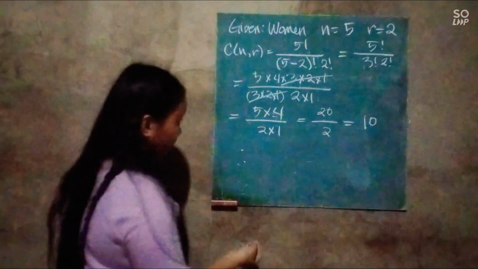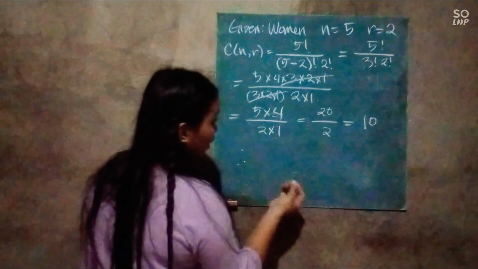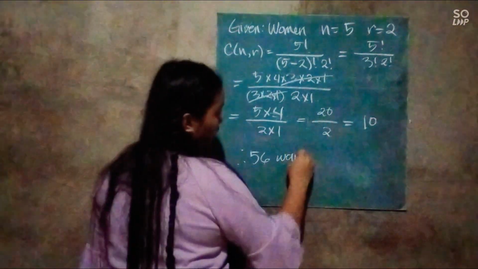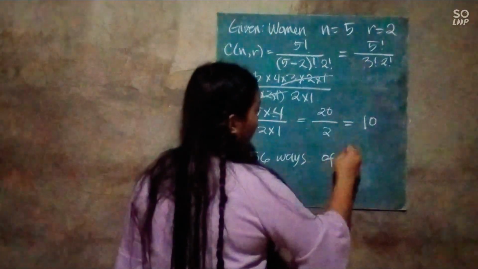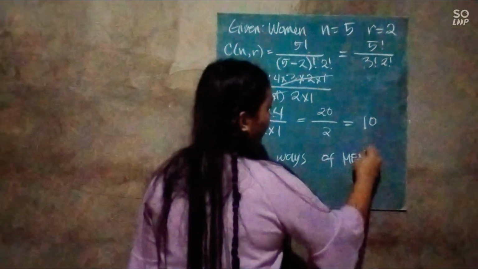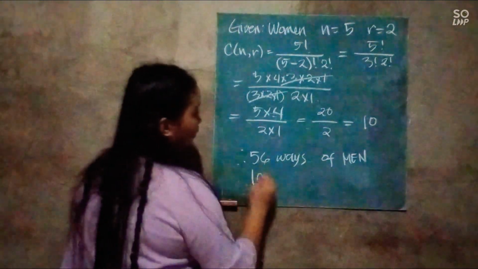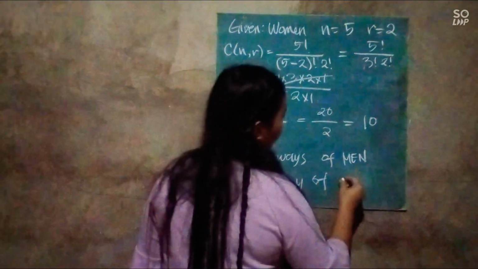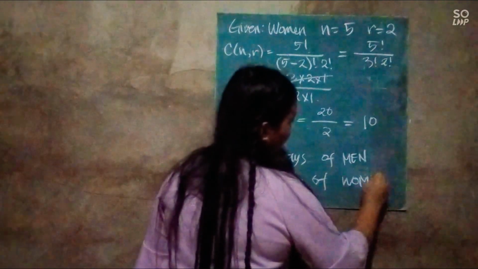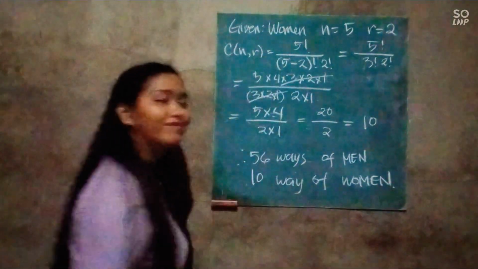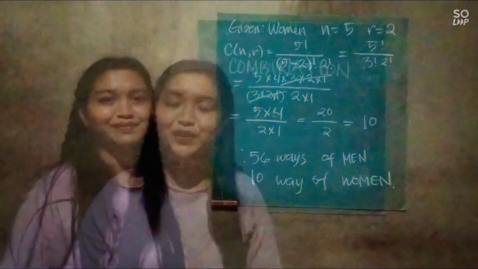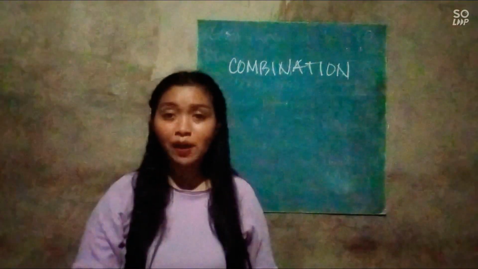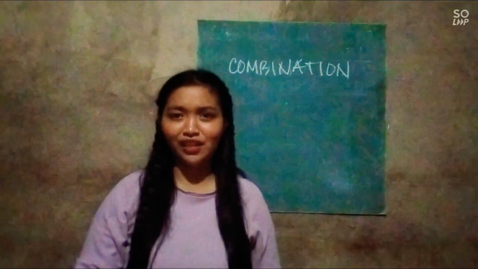Therefore, there are 56 ways of men and 10 ways for women. That's it. That is how to find and solve the problem using the combination.